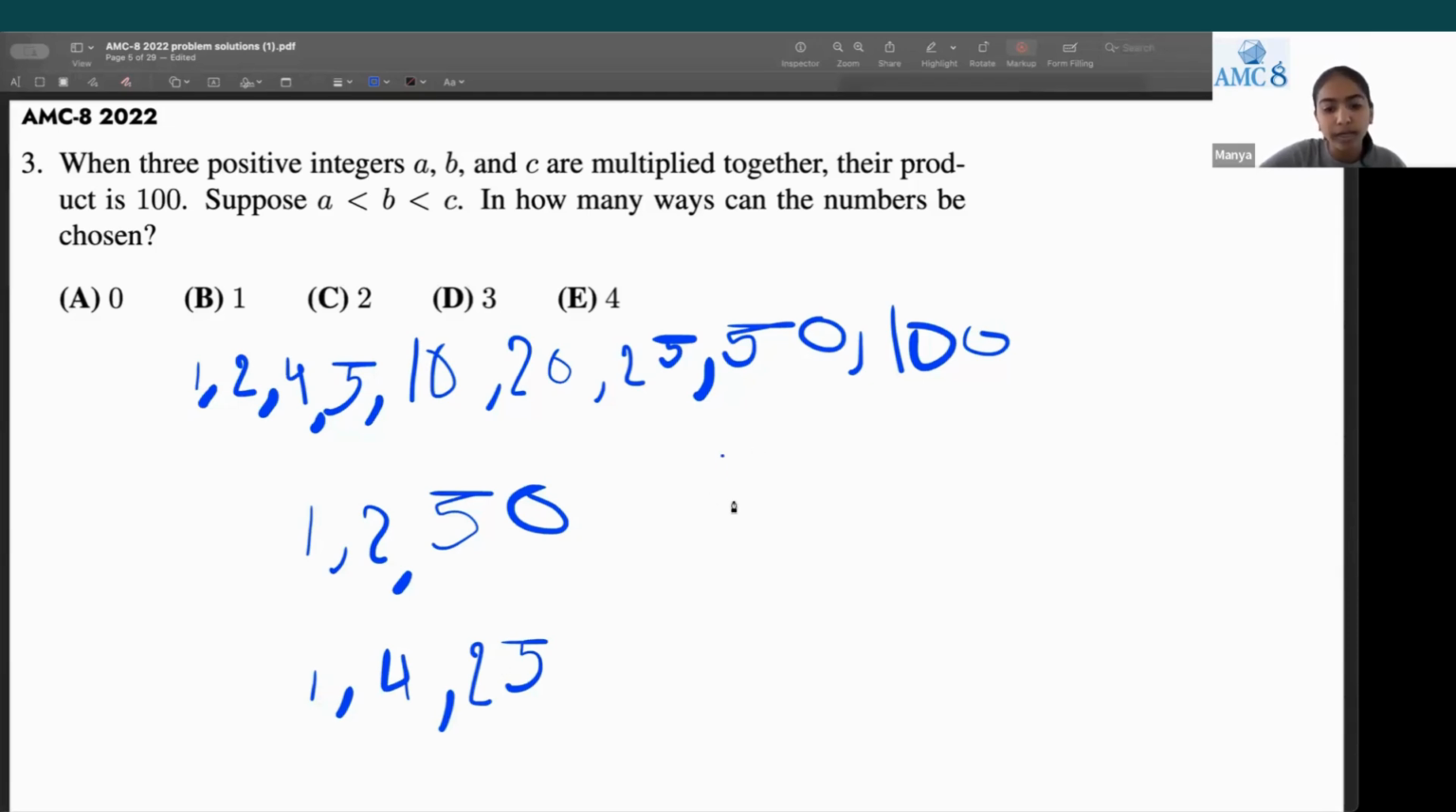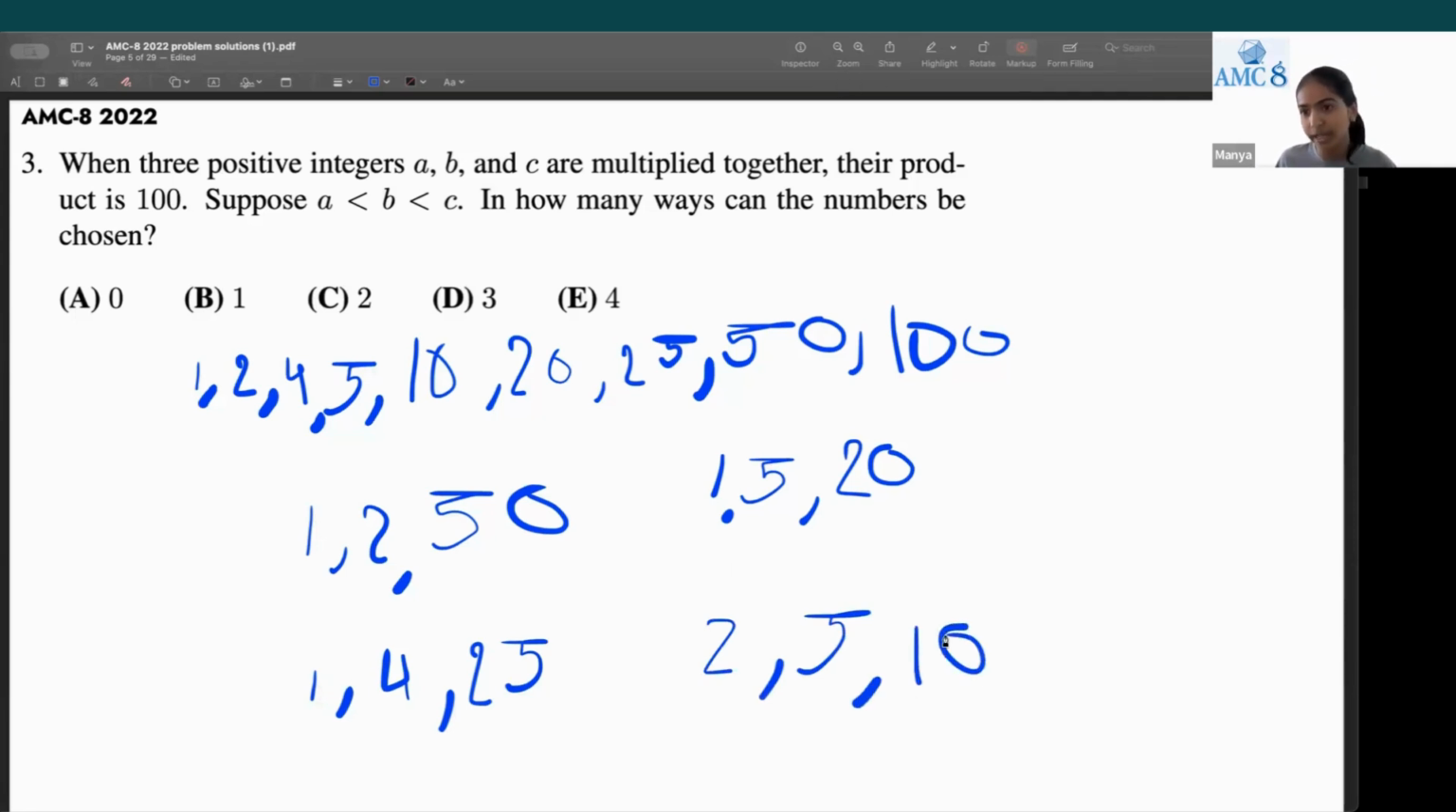How about 1, 5, 20? Can this work? Well, 1 is less than 5 and 5 is less than 20, and 5 times 20 is equal to 100. Well, can 2, 5, and 10 work? Well, 2 times 5 is going to be equal to 10, and 10 times 10 is going to be equal to 100. So this can work. These are the 4 ways that these numbers can be chosen.